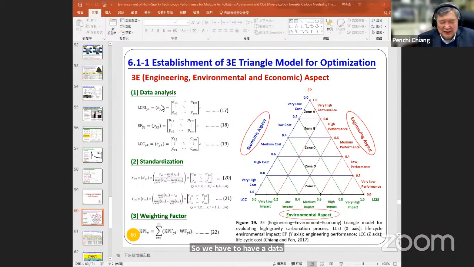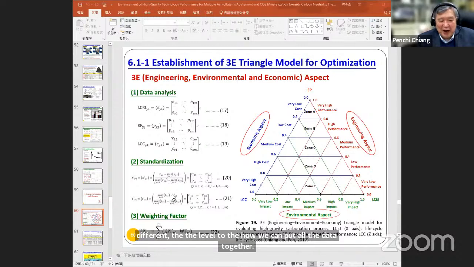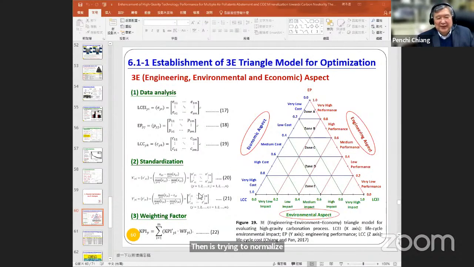Okay, at the different levels, how we can put all the data together. Then you try to normalize the data. Then give the different weights from the three aspects. For example, if the technology varies throughout the 3E process, we can locate it in the diagram at the different levels, for example zone 1, zone 1A and zone 1, 2.